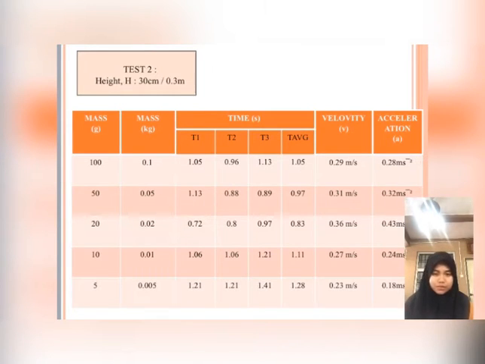For the time T1, 1.05, 1.13, 0.72, 1.06, and 1.21. For the T2, 0.96, 0.88, 0.8, 1.06, and 1.21. For the T3, 1.13, 0.89, 0.97, 1.21, and 1.41. For the time average is 1.05, 0.97, 0.83, 1.11, and 1.28.